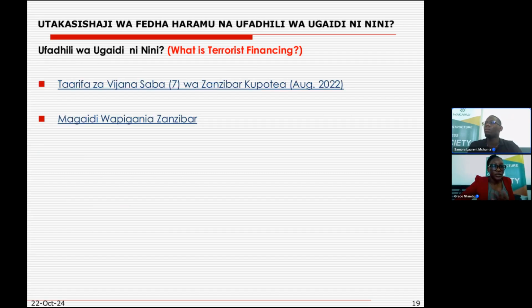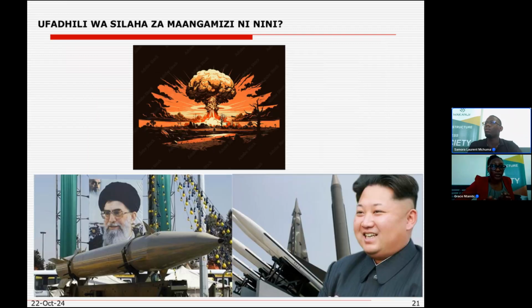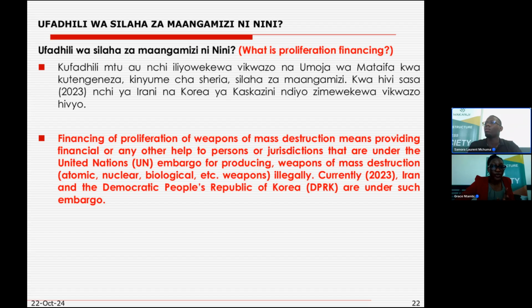Now, what is financing? It's explained in the law. Now we have proliferation financing. This is financing of proliferation of weapons of mass destruction, meaning providing financial or any other help to persons or jurisdictions that are under the UN embargo for producing weapons of mass destruction. This is why we need to do our KYC. Because if you do an enhanced due diligence and you know your customer, then you'll be able to know, like I said before, you check the sanctions list, the UN sanctions list.